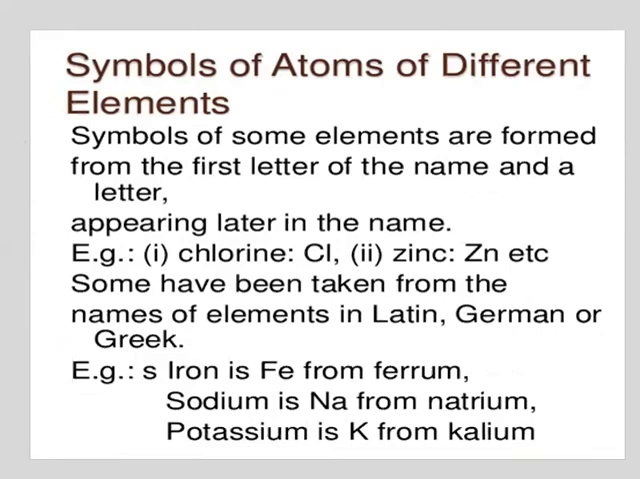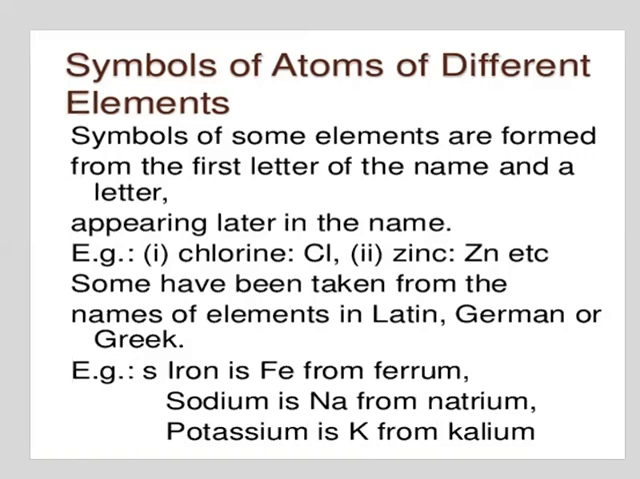These atoms of different elements are represented by symbols. Symbols of some elements are formed from the first letter of the name and a letter appearing later in the name. For example, the element carbon and its atom is represented by C. The element oxygen and its atom is represented by O. For nitrogen, the atom is represented by N, whereas chlorine is represented by Cl, and an atom of zinc is represented by Zn, etc. Some have been taken from the names of elements in Latin, German, or Greek.